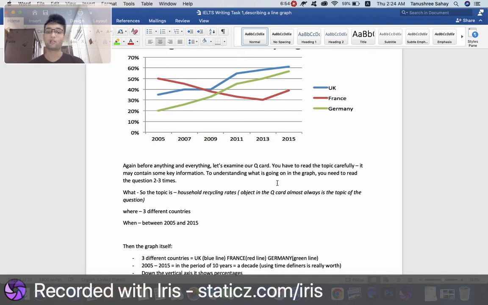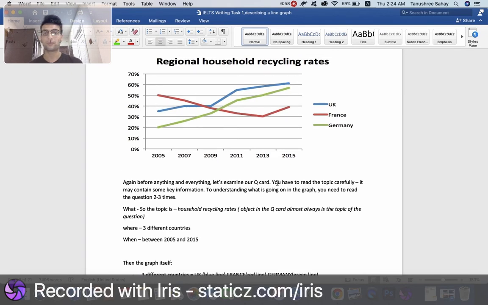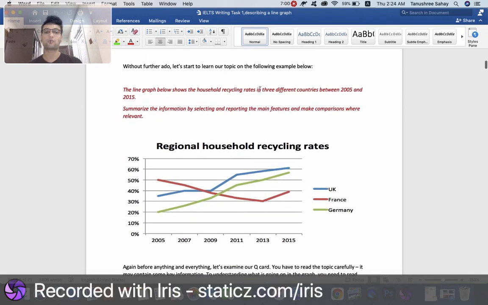To understand what's really going on in the graph, you need to read the question maybe 2 or 3 times. So let's just divide it into subject, verb, and object. Let's see what we have in the question. When we paraphrase it, it'll be easier for us to paraphrase the phrases.